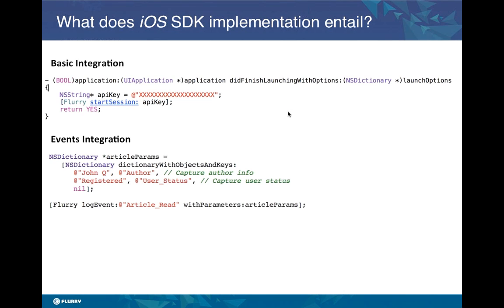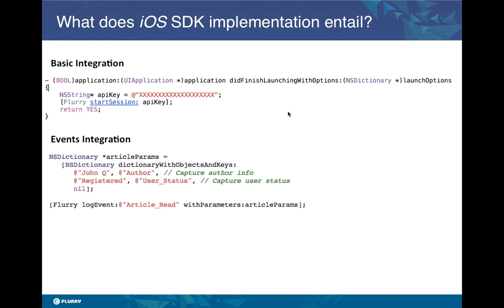So basic iOS integration, we kind of went over this a little bit on the other slide. If you look up at the top here, basic integration, application did finish launching with options. You get your API key, you call start session with the API key, and you're done. Of course, you got to import flurry.h, but that's not a big deal.